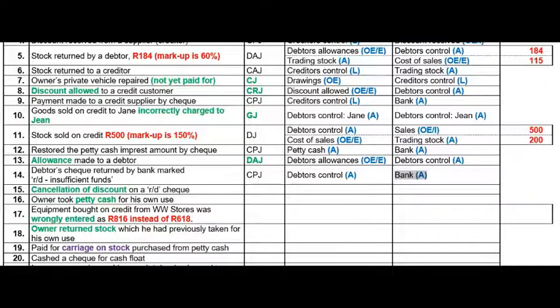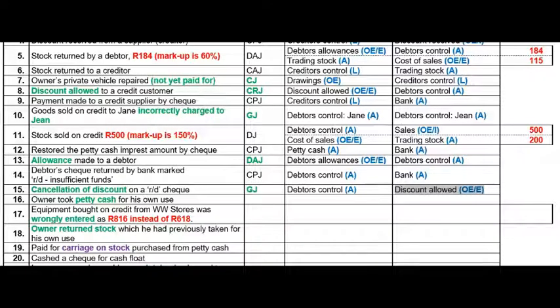So we credit bank. Cancellation of the discount part on an RD check. The reason why I highlighted that in green is because the discount on an RD check is actually cancelled in the general journal. So debtors control increases because we are reversing the discount. He doesn't deserve discount because he didn't really pay us. And then discount allowed, which is an expense, is now credited because our expense is decreased a little bit.